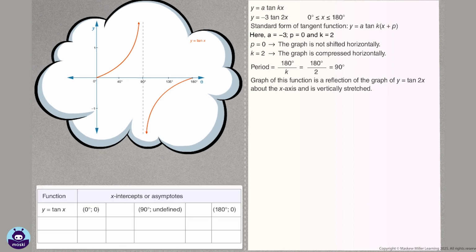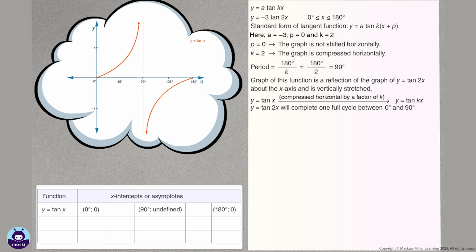Now, let us consider the parameter k. Since k changes the period of the function, the graph of y equals tan x will be compressed horizontally by a factor of k to give the graph of y equals tan kx. The graph of the function y equals tan 2x will complete one full cycle between 0 degrees and 0 degrees plus 90 degrees equals 90 degrees.